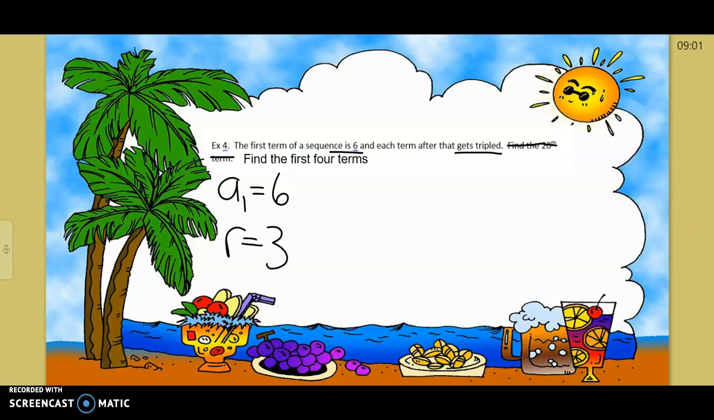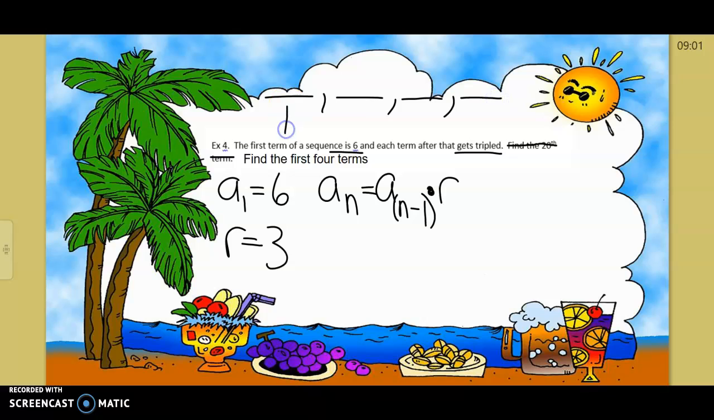After that, we want to try to find the first 4 terms, and we're going to use this formula. So AN is going to be equal to, well, I always have to go backwards 1, and then I'm going to multiply by R, and maybe sometimes parentheses around that to make sure that we do that first. Now, I'm going to explain this formula by coming up here and just writing the spot for the first 4 terms. 1, 2, 3, 4.